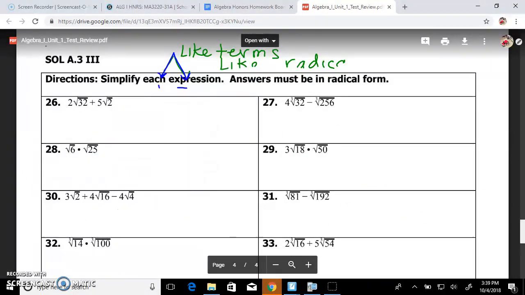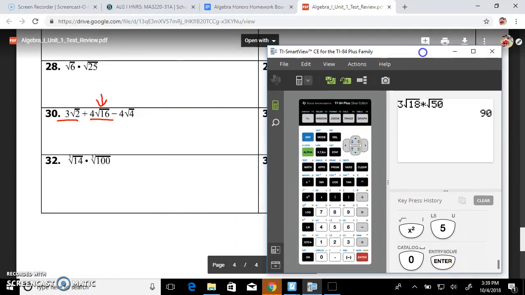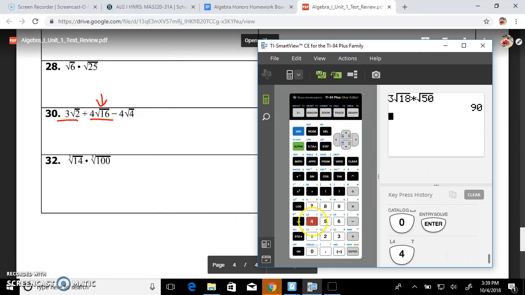For 30, all right, 30. We are adding and subtracting, so that means we need to have like terms or like radicands. First thing I see is 3 root 2. Square root of 2 cannot be simplified, so I'm not even going to mess with that. Next thing I see is 4 square root of 16. 16 is a perfect square, so I'm going to put this in my calculator. 4 times the square root of 16.